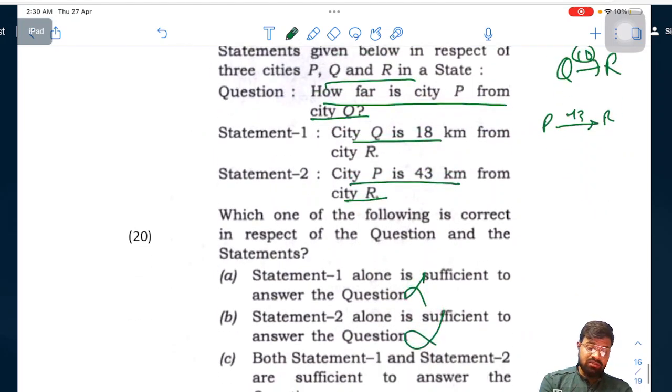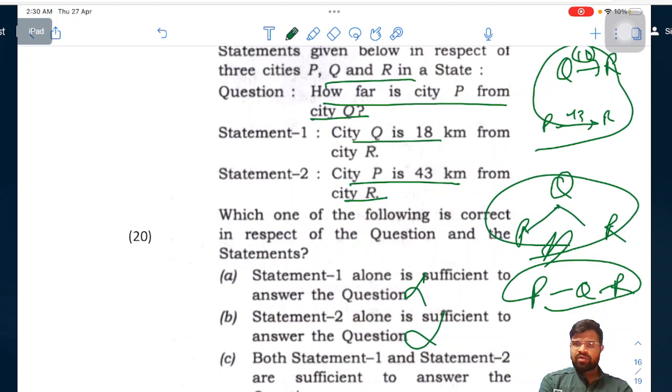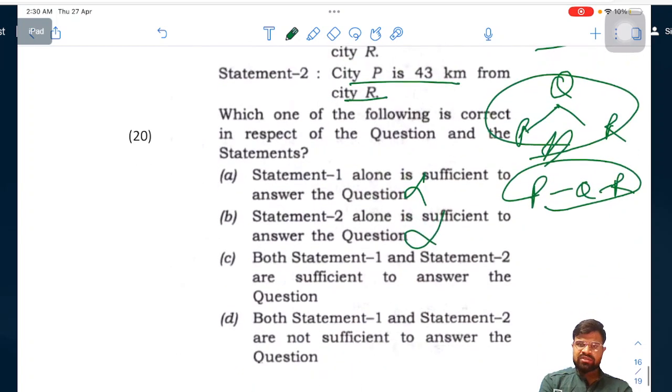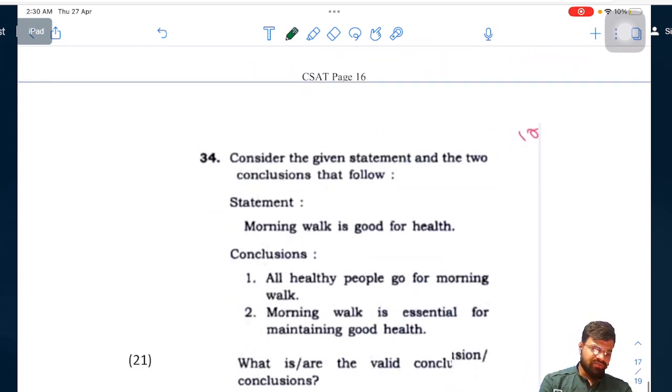And even after merging, we don't know the orientation of these cities. It can be like P, Q, and R in a straight line. So we cannot be sure about the distance between P and Q. So even both statements are not sufficient.